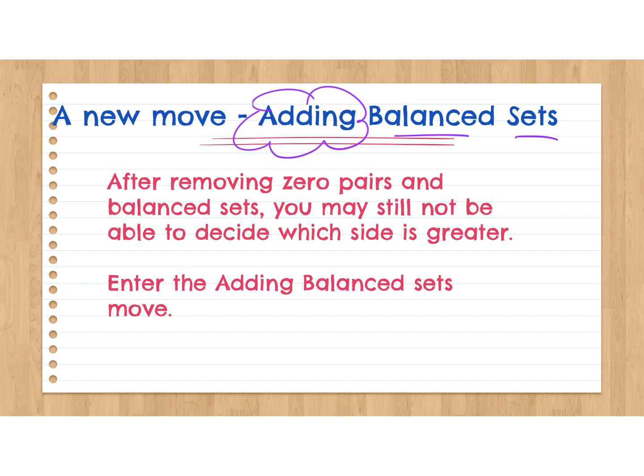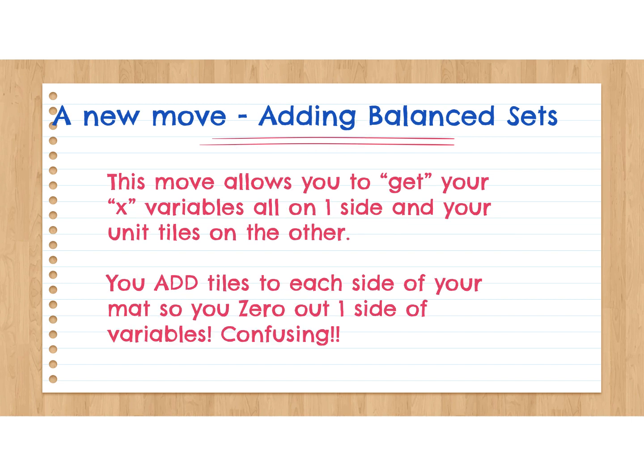So after removing your 0 pairs and your balanced sets, you may still not be able to decide which side is greater, like in our last example. Enter adding balanced sets. When you do this, it allows you to get your X variables to one side, your unit tiles to the other. How do you do this? You do this by adding tiles to make 0 on one side. It's confusing, so let's try.